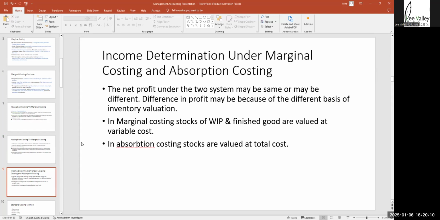Income determination under marginal costing and absorption costing. The net profit under the two systems may be the same or may be different. Difference in profit may be because of different bases of inventory valuation. In absorption costing, stocks are valued at total cost.